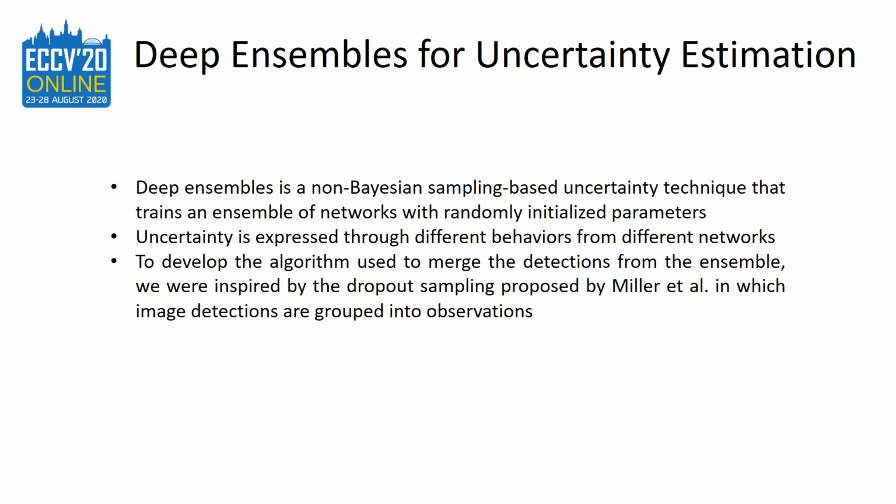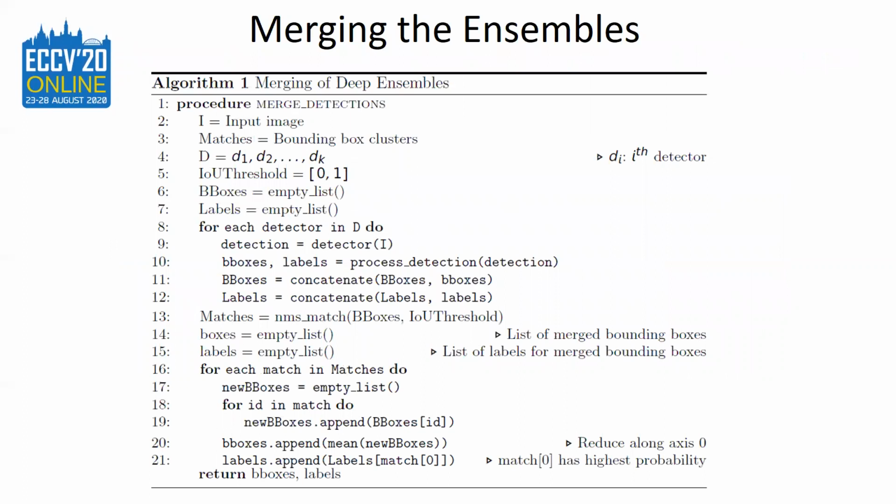To develop the algorithm that we used to merge the detections from the ensemble, we were inspired by the dropout sampling proposed by Miller et al., in which image detections are grouped into observations. In this procedure, we can see how to actually merge the ensembles. We have to execute this method because detections are not always in order when produced from the neural network.